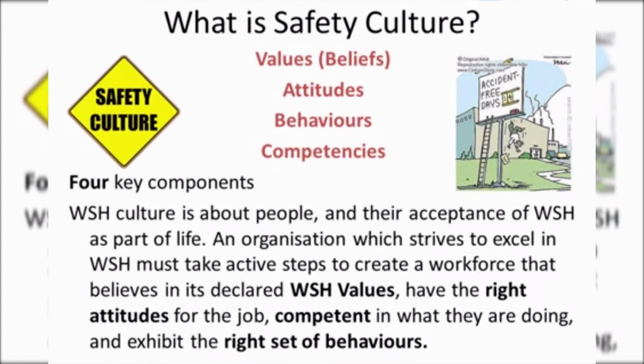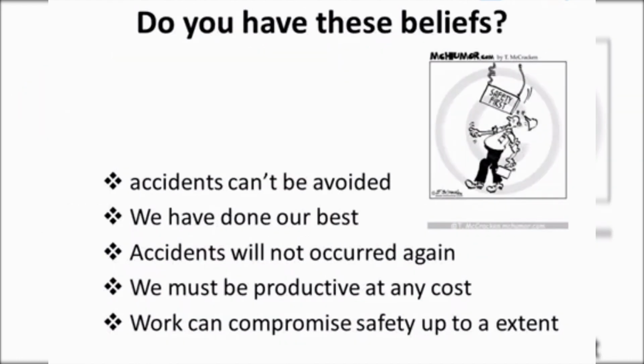What is safety culture? Values, beliefs, attitudes, behaviors, competencies. 4 key components. WSH culture is about people, and their acceptance of WSH as part of life. An organization which strives to excel in WSH must take active steps to create a workforce that believes in its declared WSH values, have the right attitudes for the job, competent in what they are doing, and exhibit the right set of behaviors. Do you have these beliefs?